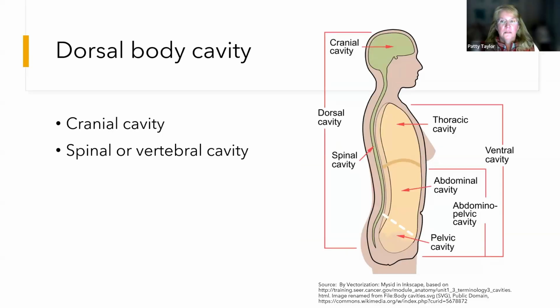Let's take a look at the dorsal cavity. So the dorsal cavity is on the back side of the body. It is divided into 2 cavities, the cranial cavity, which houses the brain, and the spinal or vertebral cavity, which houses the spinal cord. Keep in mind, these are the 2 components of our central nervous system, and they are both housed in this dorsal body cavity, which is on the posterior side.